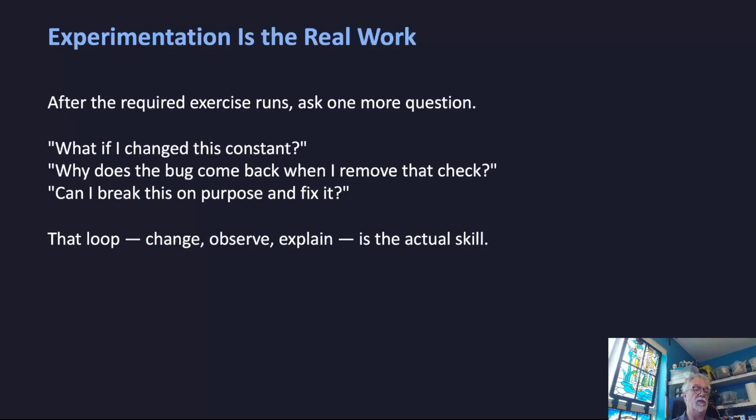After the exercise runs, ask one more question to yourself. What if I change this constant? Why is there a bug when I remove that check? Can I break it, unfix it? The loop is: change, observe. That's what you are actually here to do. You're here to have fun with that. And that's what the Piazza room is for.